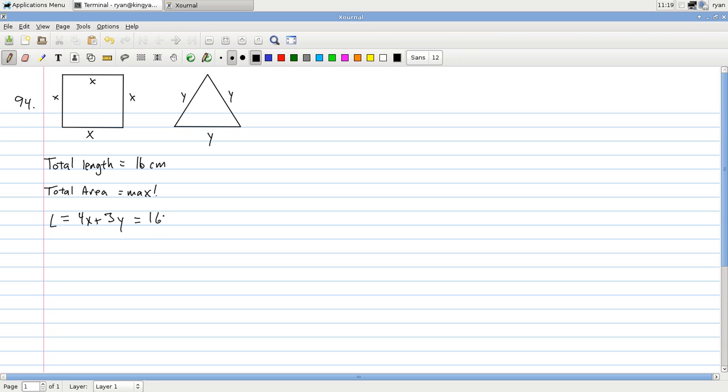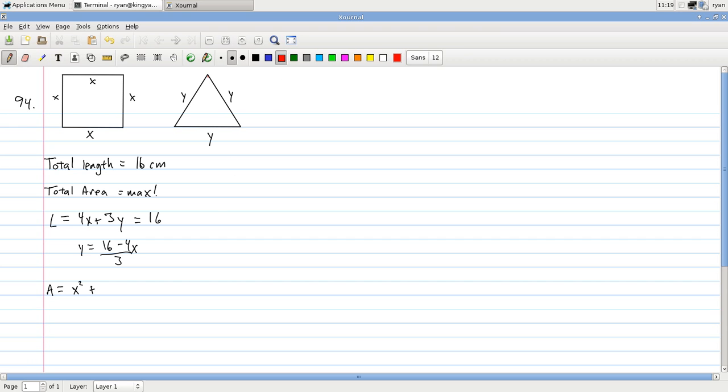Now, since this equation is fixed, this is our constraint equation, we want to solve this for either of the two variables. So I'm going to solve this for y. So we've got 16 minus 4x over 3 for our y. If we look at the total area, this is the area enclosed by the square, which is x squared, plus the area enclosed by the triangle.